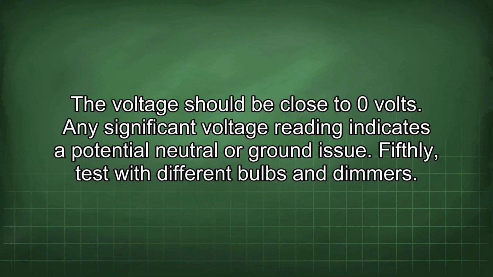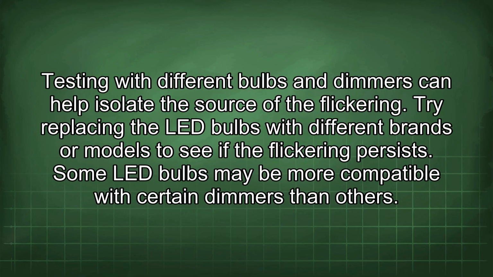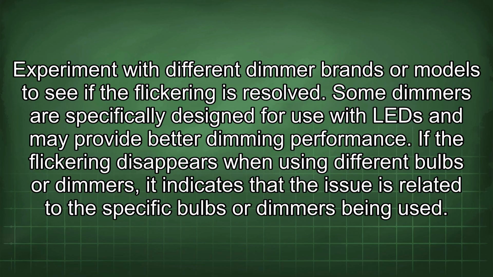Fifthly, test with different bulbs and dimmers. Testing with different bulbs and dimmers can help isolate the source of the flickering. Try replacing the LED bulbs with different brands or models to see if the flickering persists. Some LED bulbs may be more compatible with certain dimmers than others. Experiment with different dimmer brands or models to see if the flickering is resolved. Some dimmers are specifically designed for use with LED and may provide better dimming performance. If the flickering disappears when using different bulbs or dimmers, it indicates that the issue is related to the specific bulbs or dimmers being used.